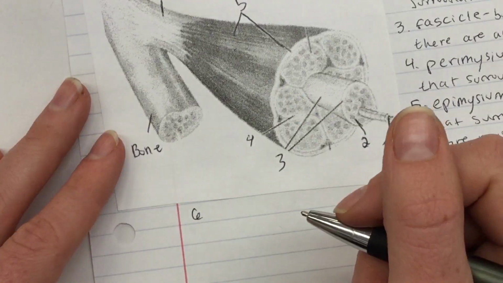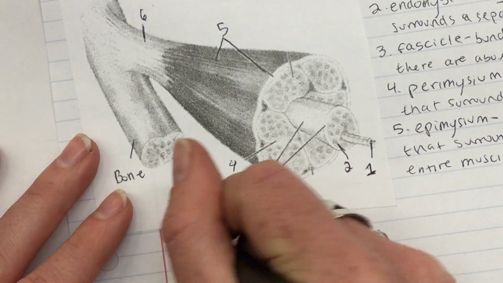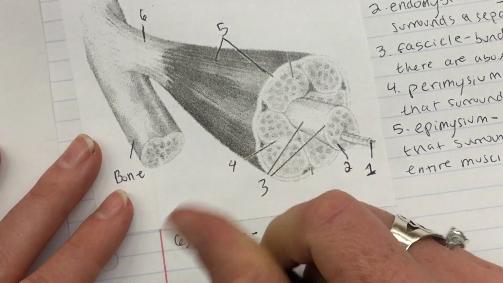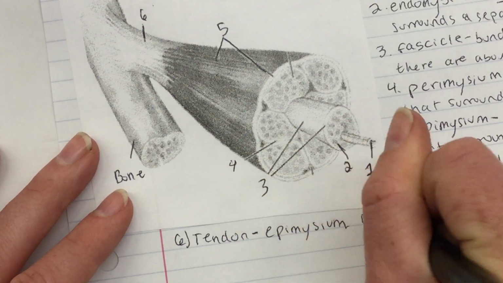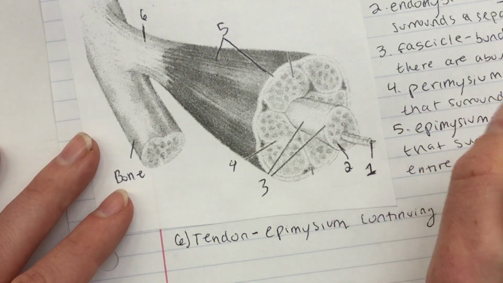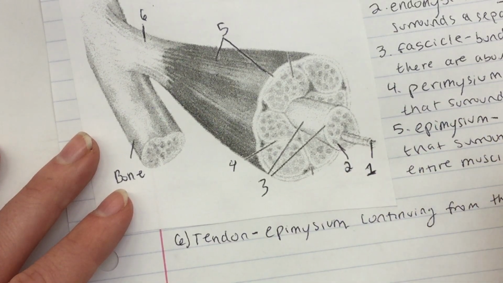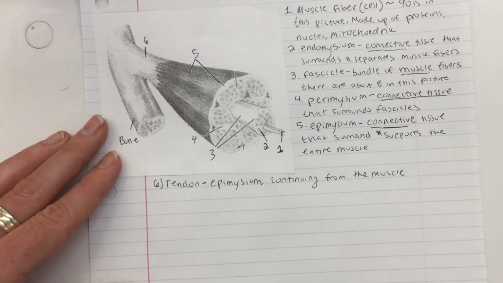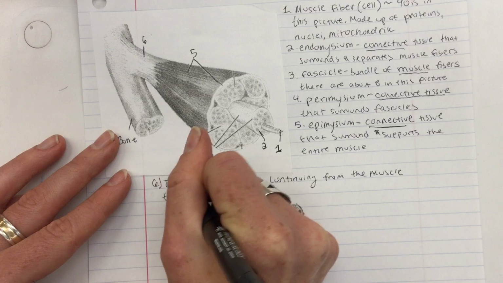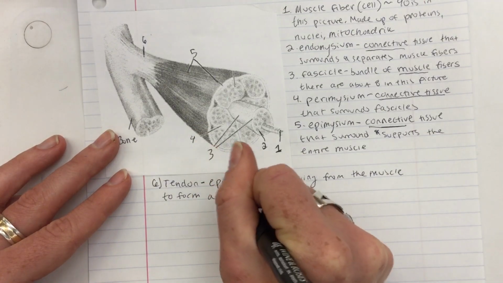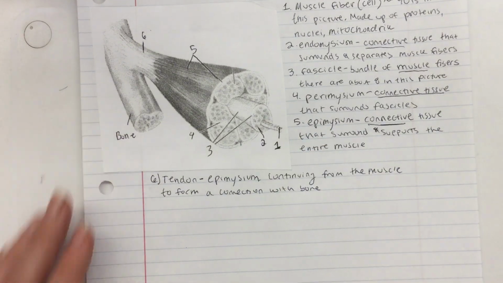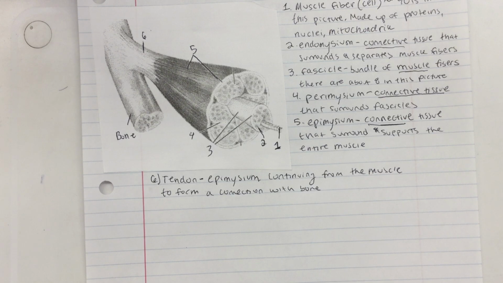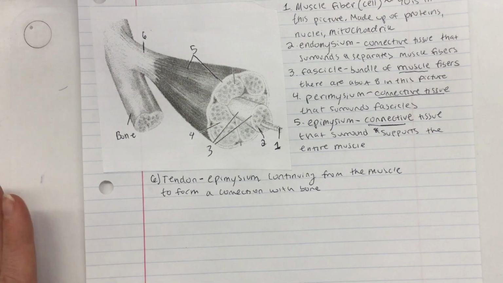I'm going to put that down here. Tendon. So it's epimysium continuing from the muscle to form a connection with bone. Okay. And then we have 2 more in this image.